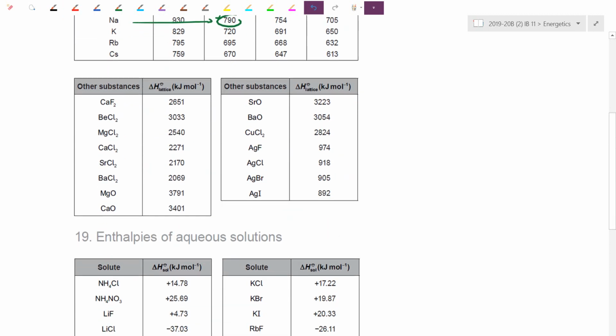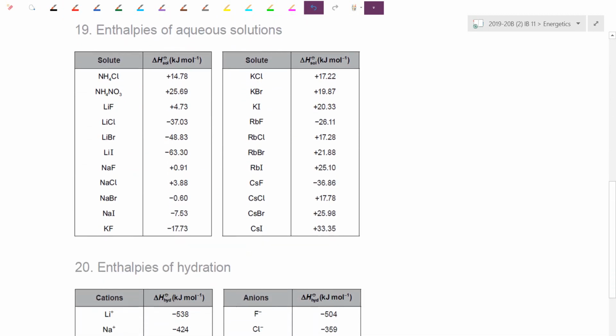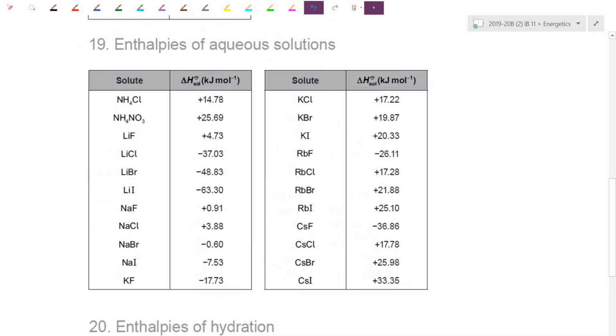In today's lesson, we're going to use 2 other tables, table 19 and table 20. Table 19 involves the enthalpies of aqueous solutions. So this one is going to be our big equation. It's going to involve starting off with our solute, which is going to be our solid. In general, we're going to take our solid and dissolve it into aqueous ions.